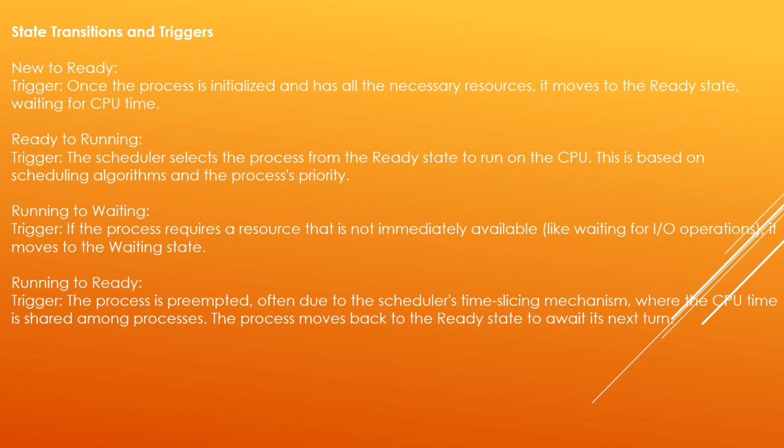Running to waiting. Trigger: if the process requires a resource that is not immediately available, like waiting for I/O operations, it moves to the waiting state. Running to ready. The process is preempted, often due to the scheduler's time slicing mechanism, where the CPU time is shared among processes. The process moves back to the ready state to await its next turn.